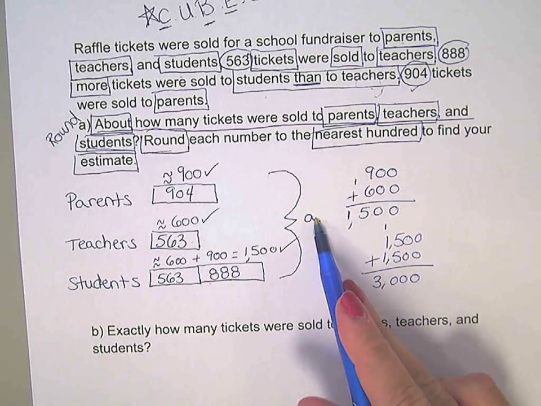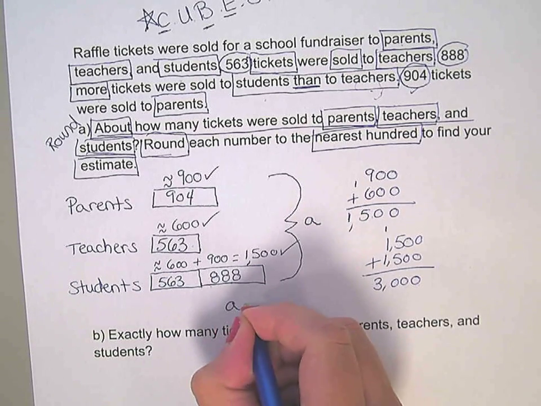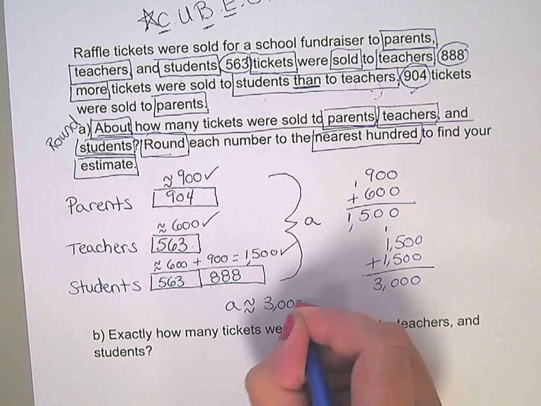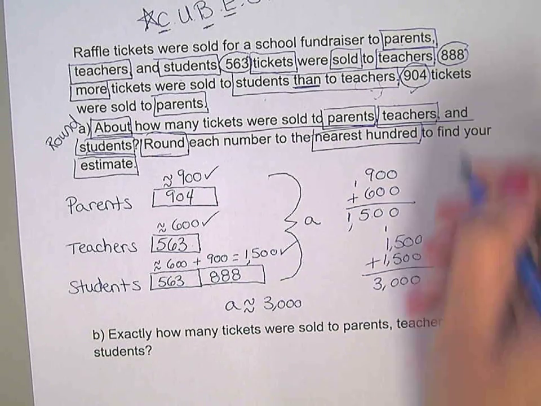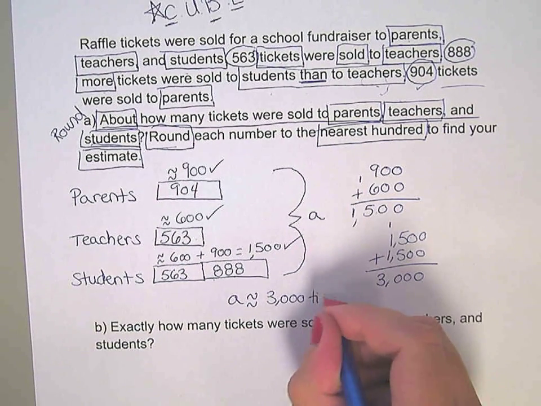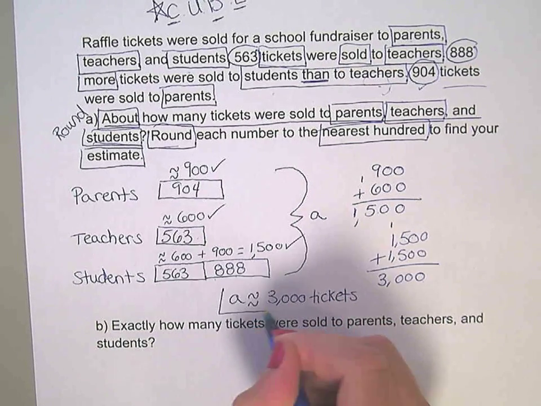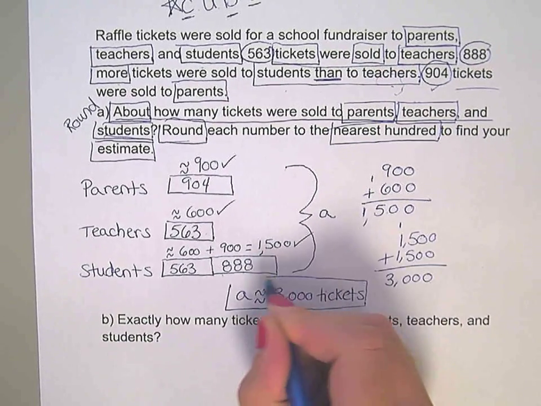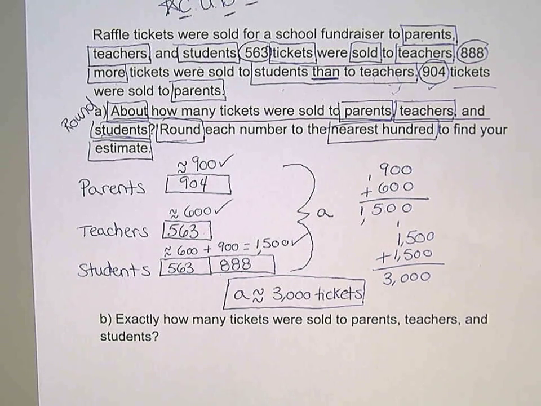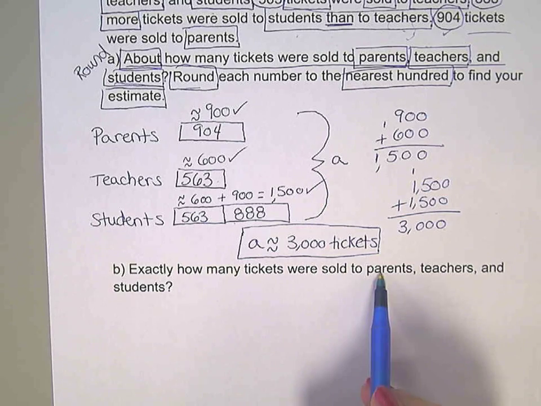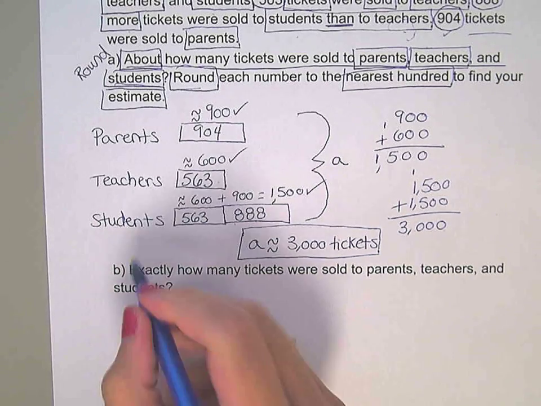That tells me that approximately, use my approximate symbol, I have 3,000 what? Donkeys? Nah, tickets. So A is approximately 3,000 tickets. So I know I should probably get close to that number. Now, letter B. Exactly how many tickets were sold to parents, teachers, and students?